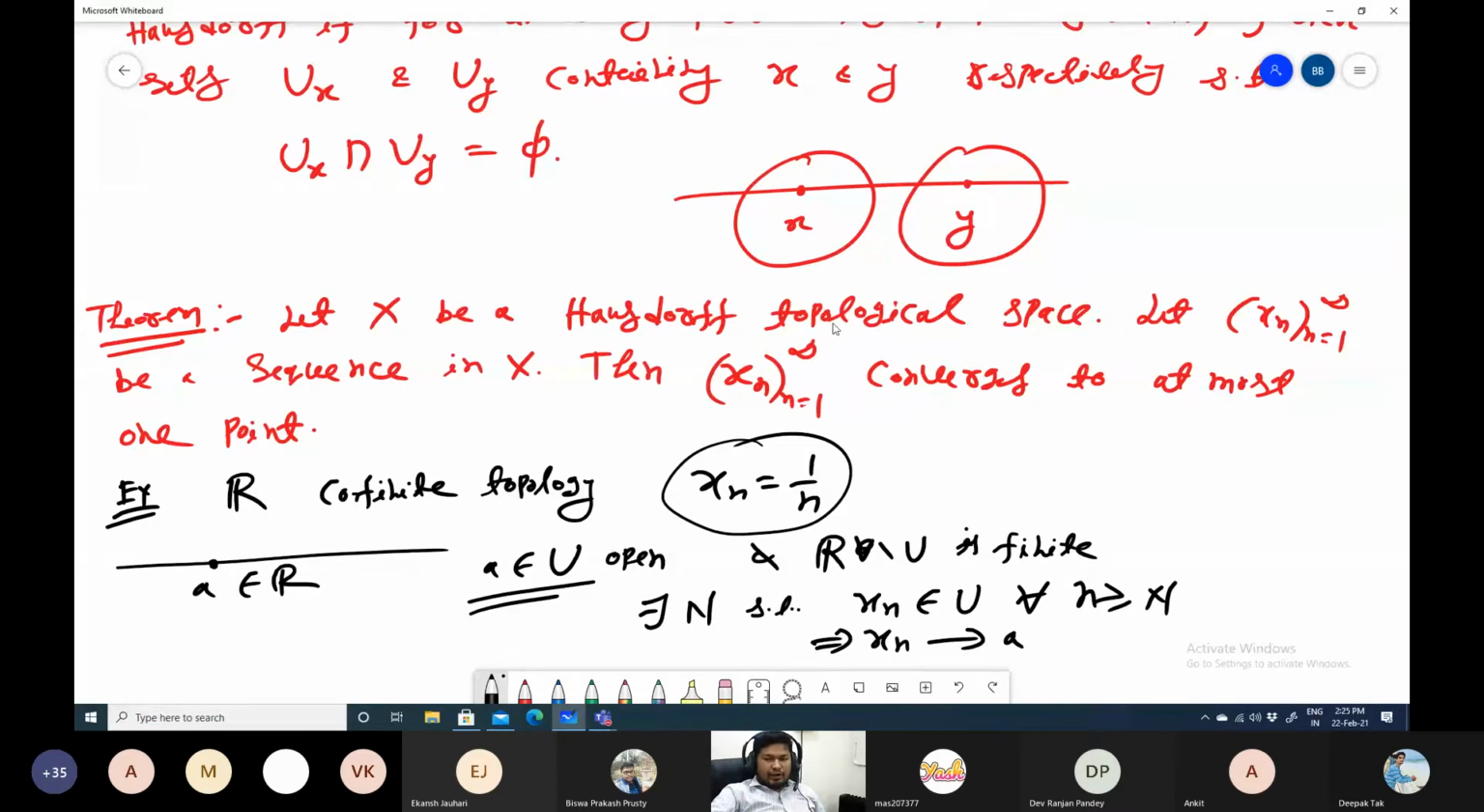So if X is Hausdorff, then xn must converge to exactly 1 point. As we know, when we read the calculus course, we saw that the limit of a convergent sequence is unique. Do you remember that? We proved it by the epsilon criterion. We take some epsilon and two limits L1 and L2, and we show that mod of L1 minus L2 is less than epsilon. That means they are equal, right? But if X is not Hausdorff, then that may not be true.